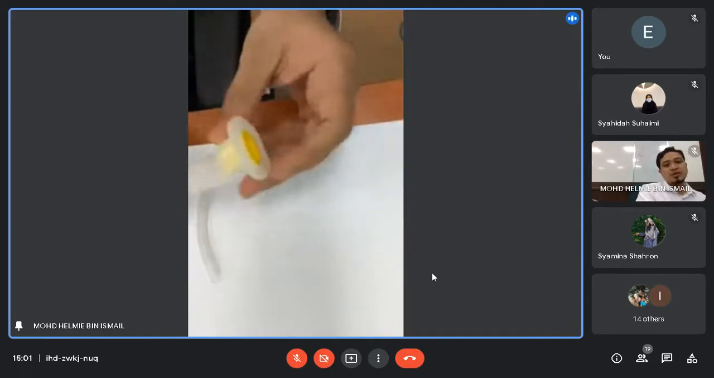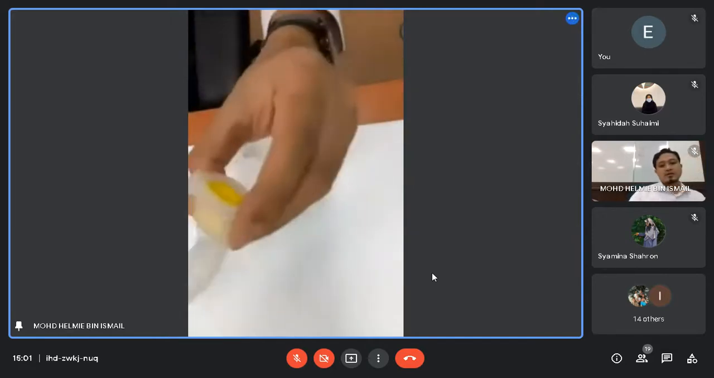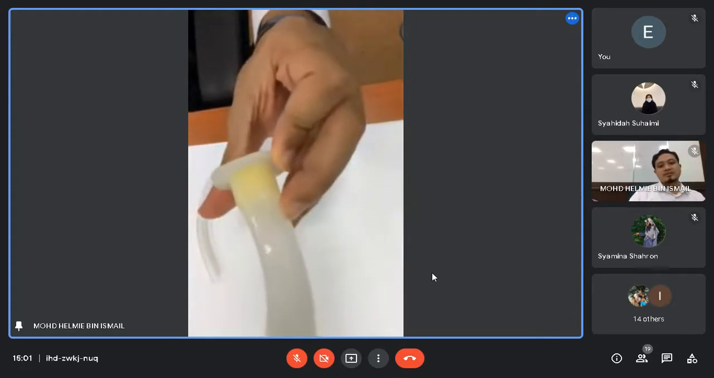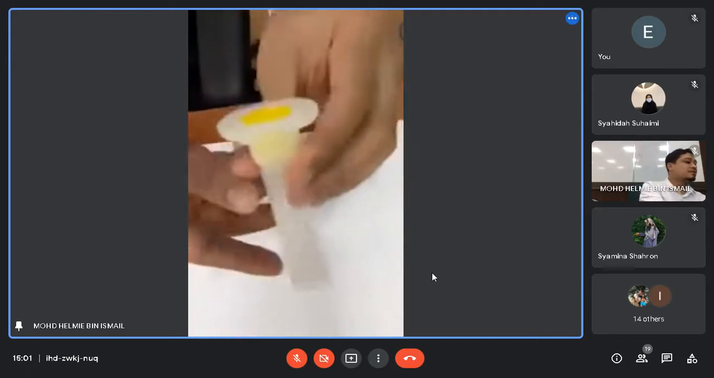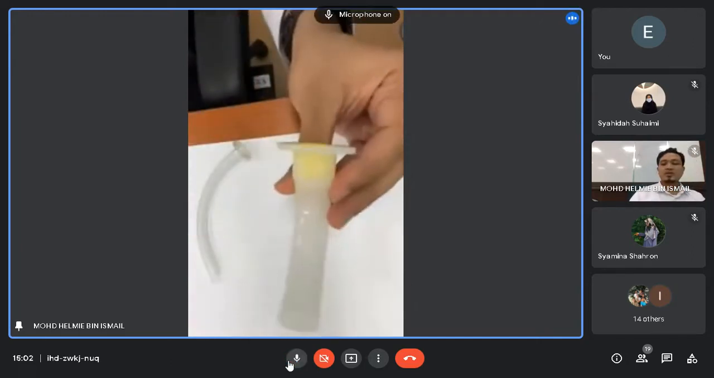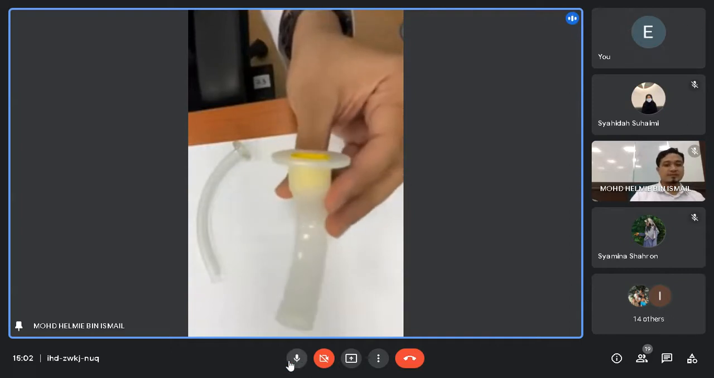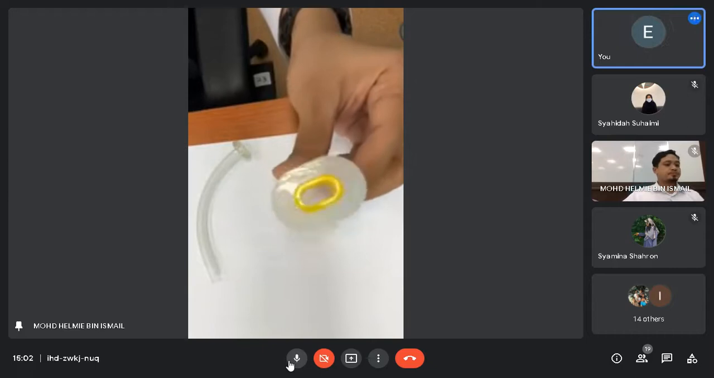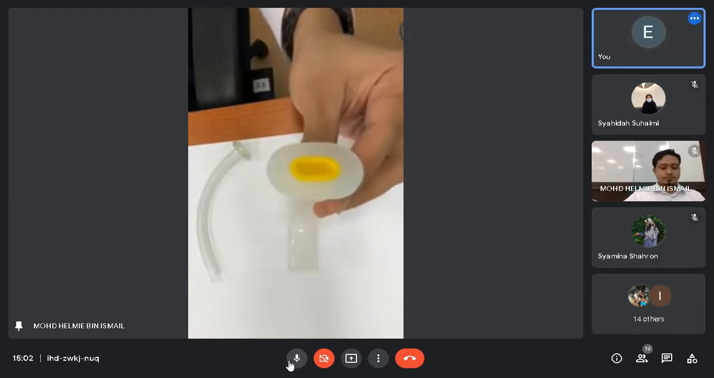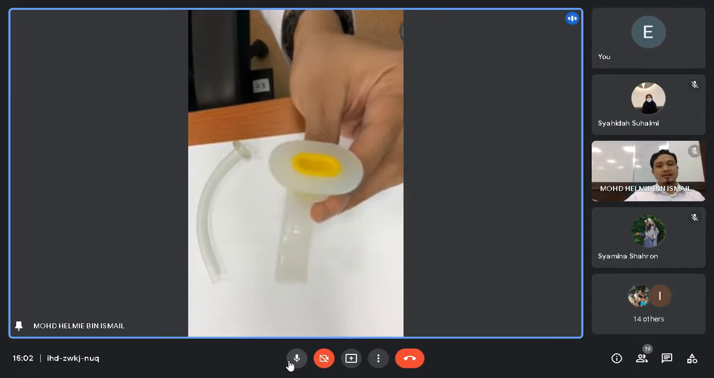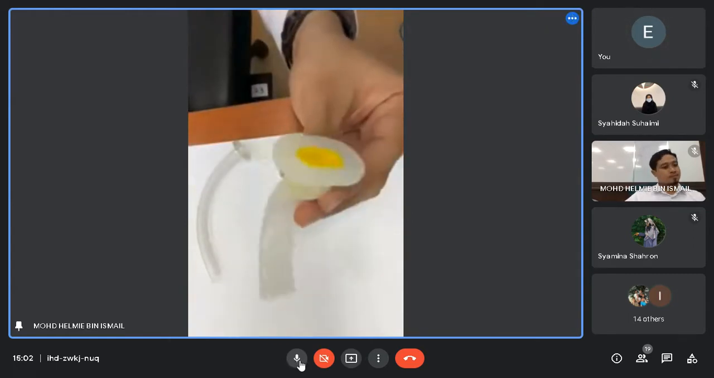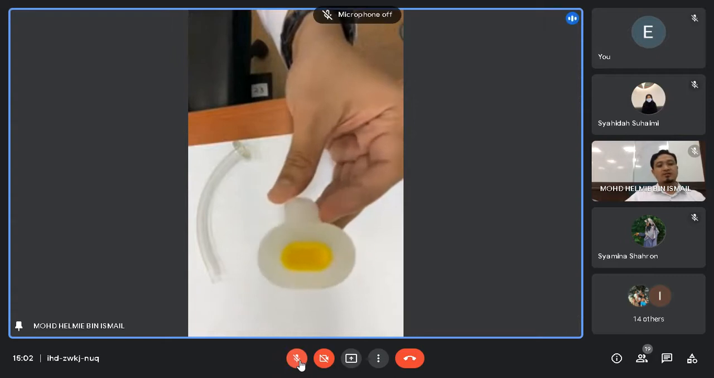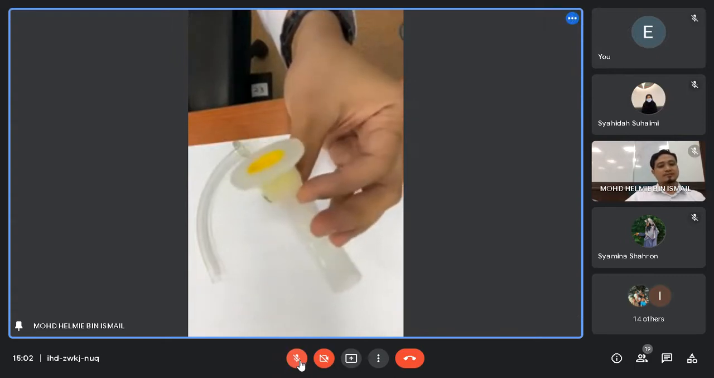So how to insert? Basically we have two methods. First method is, who knows? Ibrahim, do you know how to insert a nasopharyngeal airway? Not nasopharyngeal, oropharyngeal airway. How to insert? Yes, the correct size. Okay, I already measured. This is the correct size for the patient. This size is already correct. And then how to insert?